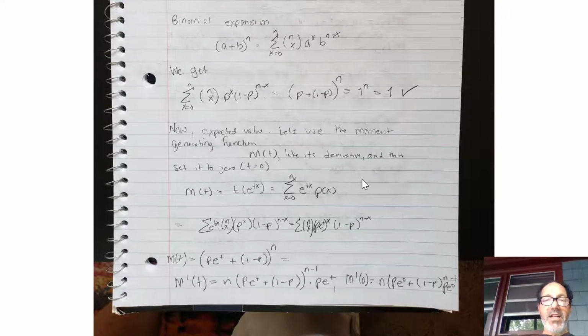So let's go ahead then and calculate the expected value. The expected value is the mean, or mu. Unlike what I did with the Bernoulli random variable, I prefer using the moment generating function. It's just easier for me.